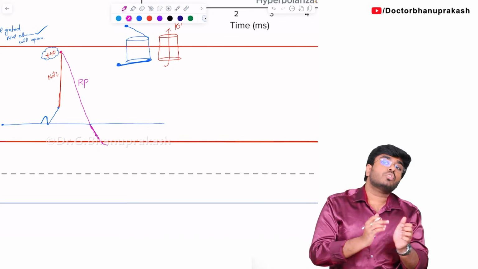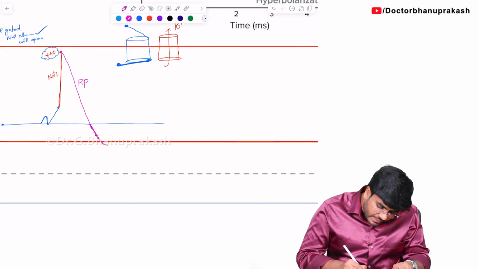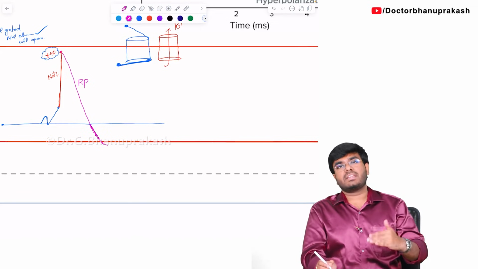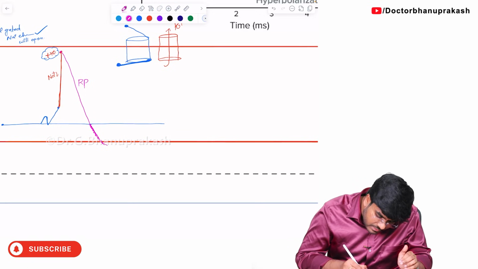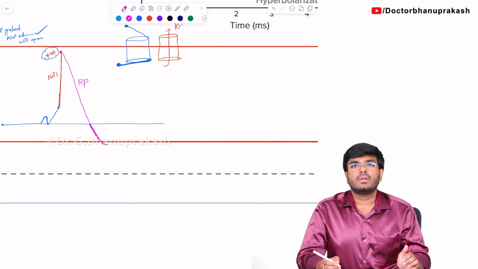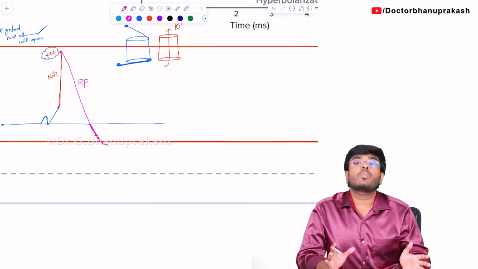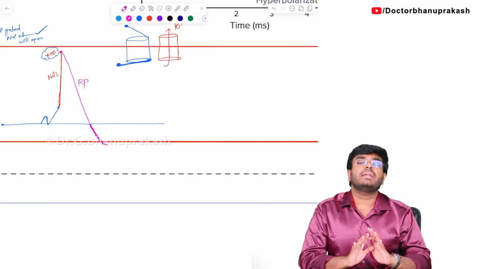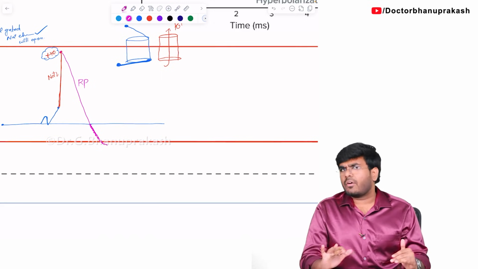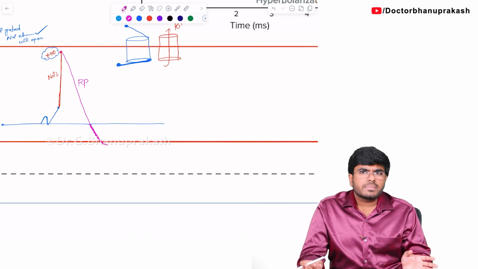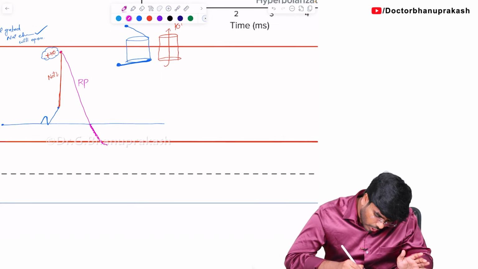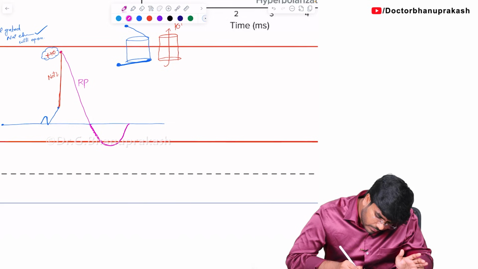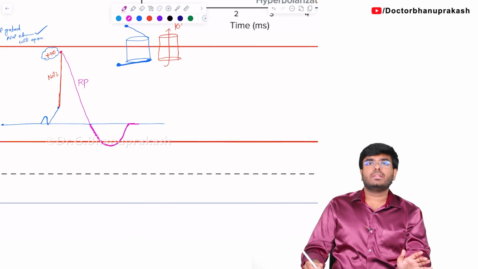But due to the delayed closure of the potassium channels, the voltage will become even more negative: minus 70, minus 80, minus 90, minus 100. It's becoming more negative, so that stage is called hyperpolarization. For some time the neuron will be in the hyperpolarization state, meaning highly inactivated. After some time, because of the sodium potassium pumps, it will bring the voltage back to normal.